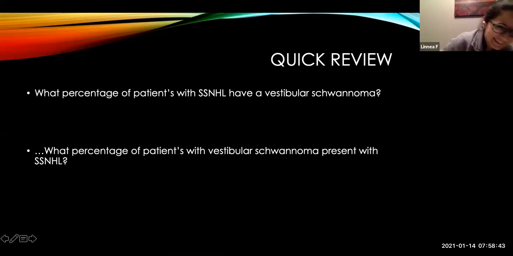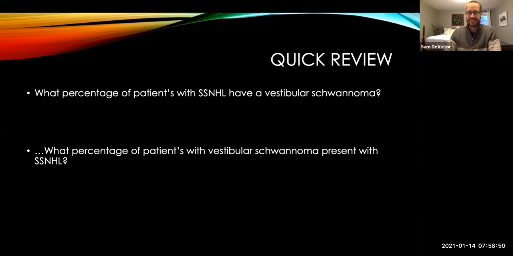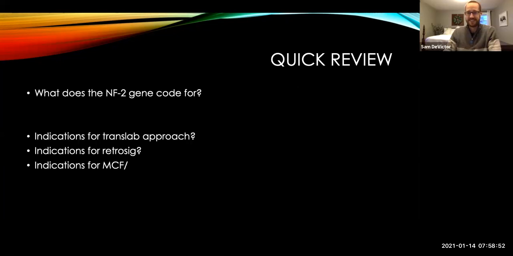Yay. And then what percentage of patients with vestibular schwannoma have a sudden sensorineural hearing loss? 10%. Perfect. What protein does the NF2 gene code for? Merlin. Yay. Even Charlie's going to know that one by the end.